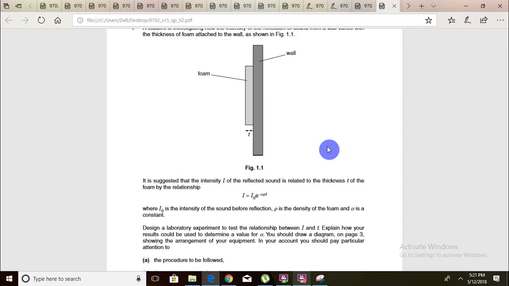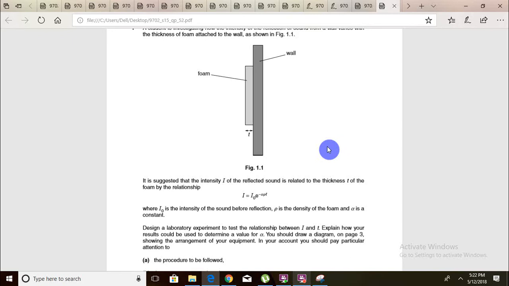Distance between the foam and the loudspeaker, and the foam and the microphone. The settings on the signal generator. The frequency might also be something that can affect the intensity, so don't take the risk anyway. So what is the independent and what is the dependent variable? The independent variable is going to be the thickness of the foam. The dependent variable is then going to be the intensity of the reflected sound.